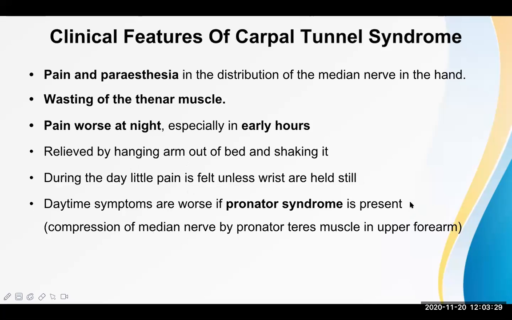And pronator syndrome means the median nerve, remember, just below the elbow, enters into the forearm by passing through the pronator teres muscle. So sometimes that pronator teres muscle will compress the median nerve, and this is known as pronator syndrome. So many other clinical features will be present apart from the features of carpal tunnel syndrome.